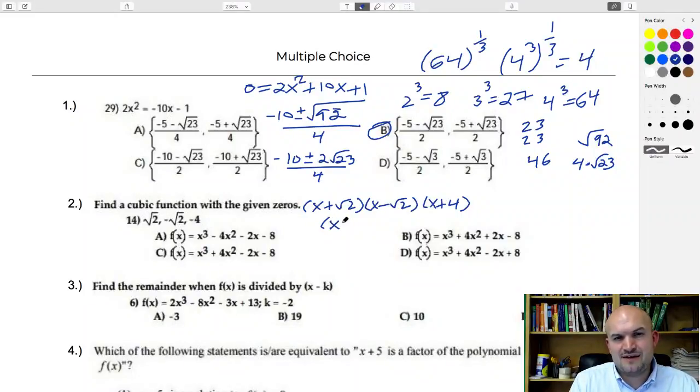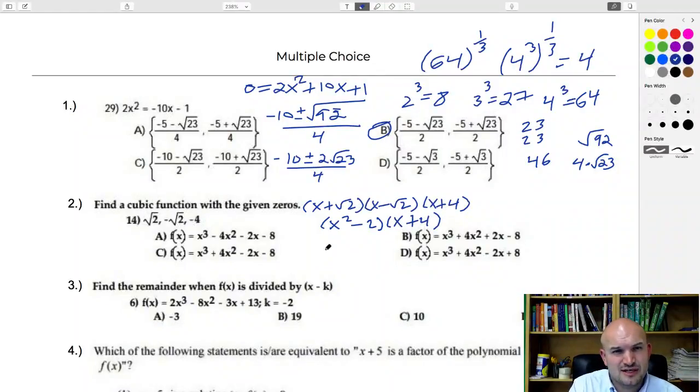So therefore, when I multiply these out, I'd have x squared, not plus, x squared minus 2 times x plus 4. All right, so now I guess I need to multiply it out. I'm not sure. They're all giving me negative 8 as the final term. So let's just do distributive property. X squared times x is x cubed. X squared times 4 is 4x squared. So that's a positive, so therefore that one doesn't work.